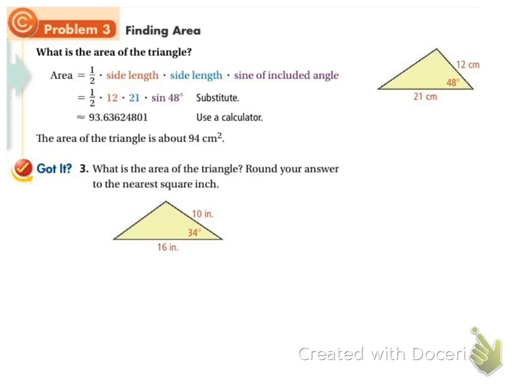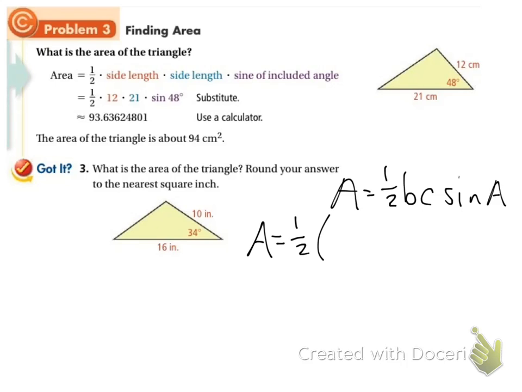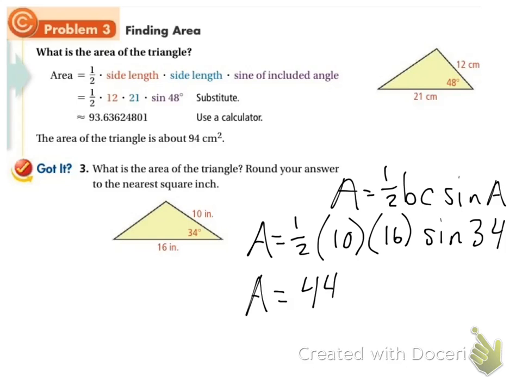So A equals 1/2 BC sine of A. Doesn't matter which side you plug in for B and C as long as they're both next to that angle. So in this case, the area is equal to 1/2 times 10 times 16 times the sine of 34. So 1/2 times 10 times 16 times the sine of 34 gives us an area of 44.7 inches squared. Oh, they want it rounded to the nearest square inch, so 45 inches squared. Not too bad, right?